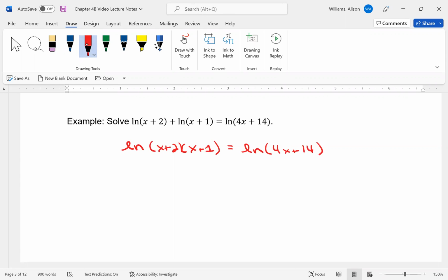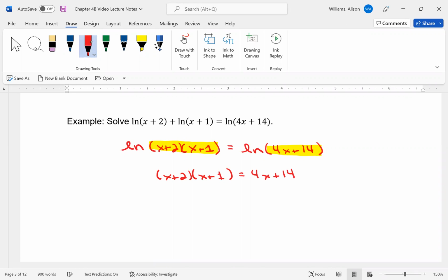Okay, now, here's what's beautiful. Because I have the natural log of something equals the natural log of something, really what we're saying is that these two things that we're taking the natural log of must be equal. So we can drop the natural log. So this just becomes x plus 2 times x plus 1 equals 4x plus 15. I'm sorry, 14. And now I can work it out using all the techniques we've learned before.